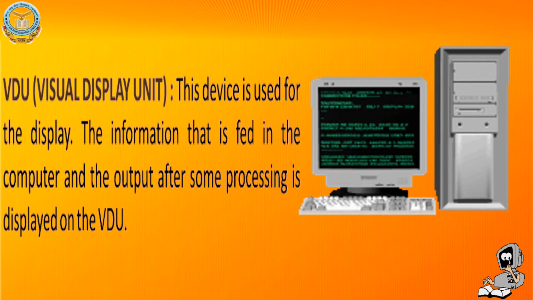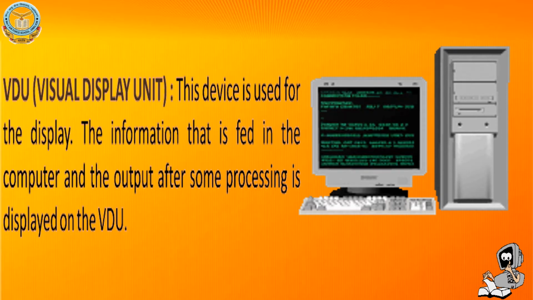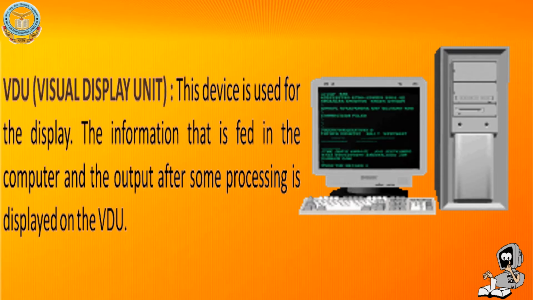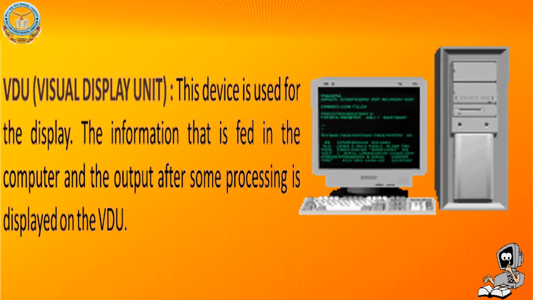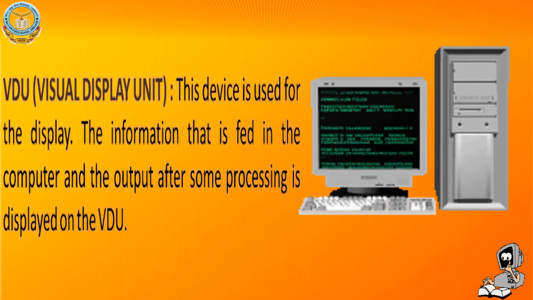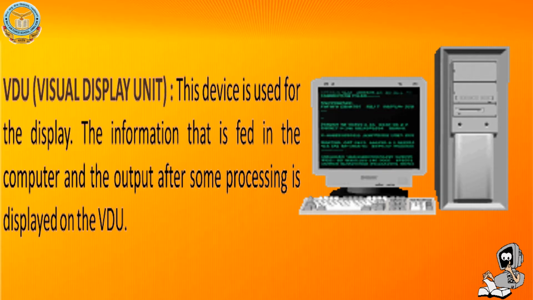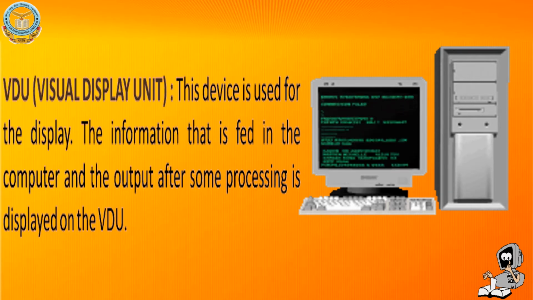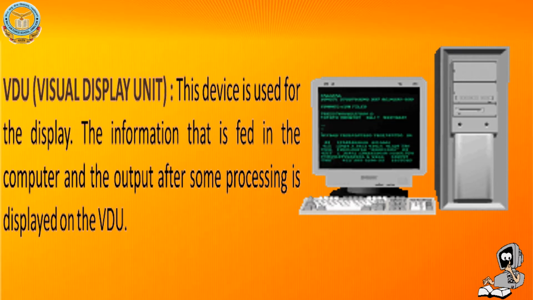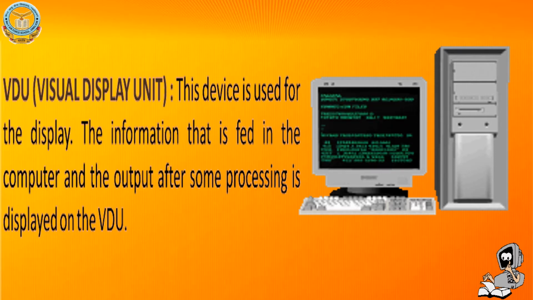VDU, Visual Display Unit. This device is used for display, and it is an output device also called a monitor. It is commonly called the Visual Display Unit, VDU, and it is the main output device of a computer. It forms the images from tiny dots called pixels, arranged in a rectangular form. The sharpness of the image depends upon the number of pixels.